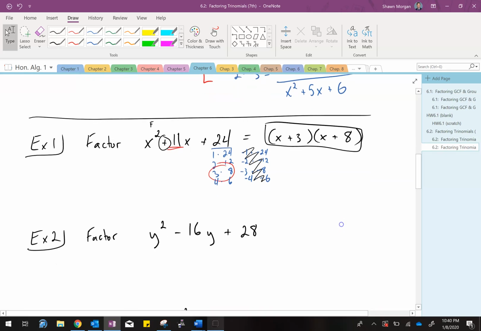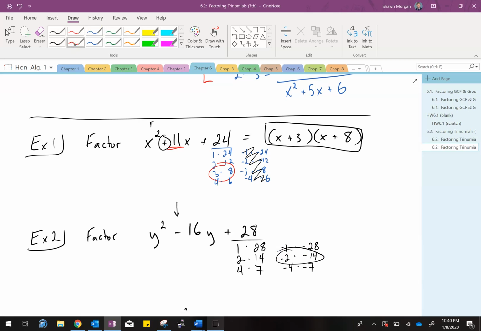Look at example 2 with me now. We've got the number 28. Can you think of 2 factors of 28 that when we add them together are going to equal negative 16? Have you found them? Well, it won't be 1 and 28. It won't be 2 and 14. It won't be 4 and 7. Because that negative is there, it won't be any of these 3. It will be from this other list, negative 1 times negative 28, negative 2 times negative 14, or negative 4 times negative 7. And hopefully you've identified it already. It's negative 2 and negative 14.